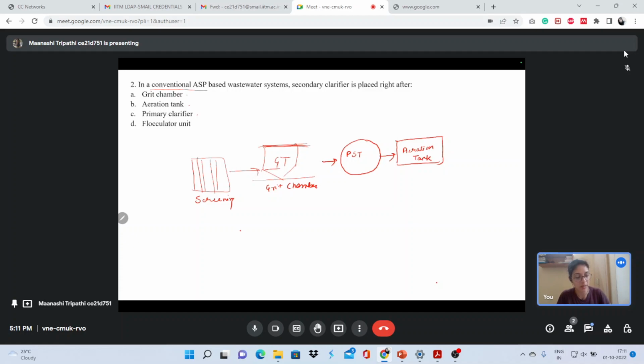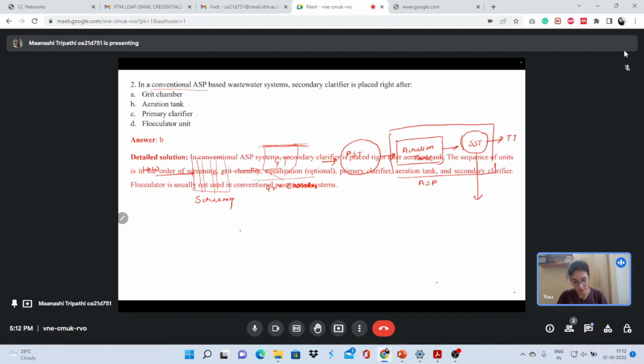Here we mix activated biomass with the upcoming wastewater, and then we allow them to settle here in the secondary sedimentation tank. And this whole process is called ASP, or activated sludge process. After that, sludge is wasted and the flow comes out and we go for tertiary treatment. So what could be the answer from this? You can see. So the answer is aeration tank. You can see before SST, aeration tank is there.